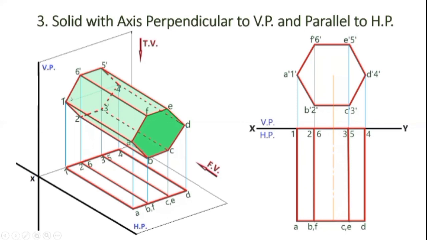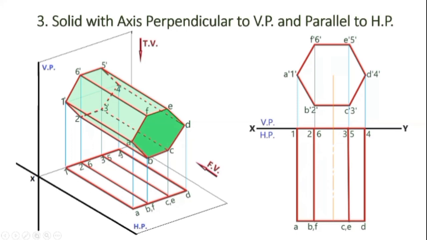That is the front view. Looking from the top view, we can see that edge 1A, edge 6F, edge 5E, and edge 4D are visible. It is clear that B and C will not be seen from the top view, so these two edges will be hidden. Then, extending the projections of the prism on the horizontal plane, we get a rectangle.